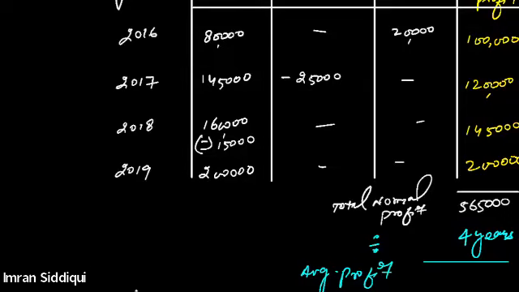Tell me the average profit that we will get. Average profit will be 5,65,000 divided by 4. This will be 141,250, into 2, 2,82,000. Okay, everyone, is this clear? Yes or no? Yes, sir.